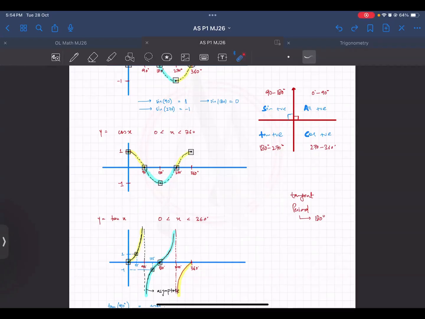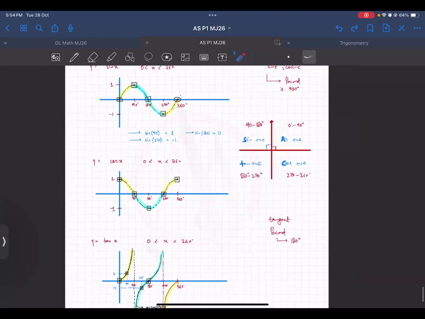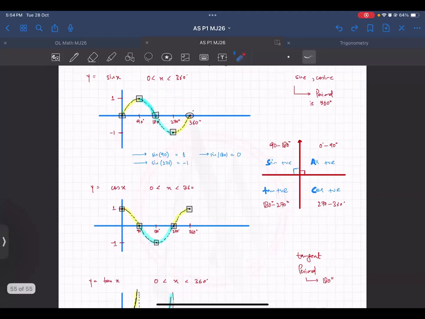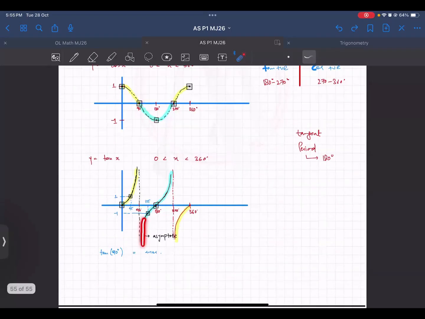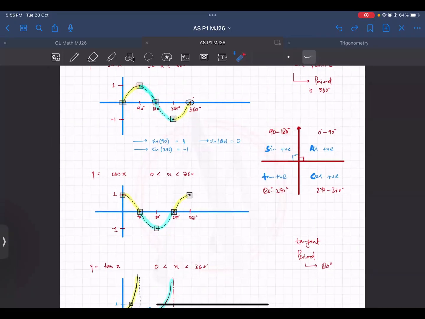If you move on to the second quadrant, we know that only sine is positive. In the second quadrant, the angle ranges from 90 till 180. Between 90 and 180, only the sine graph is positive. Your cos has gone to the negative y-axis, so its value will be negative. Your tan value is also negative. So only sine is positive in the second quadrant between 90 and 180.